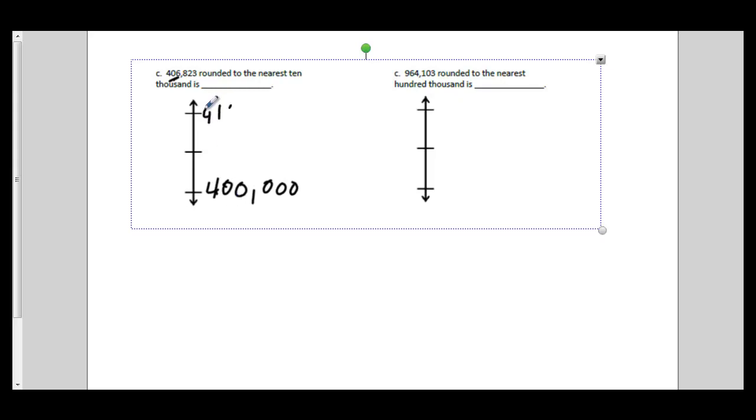It would be 410,000, because remember, we're counting by 10,000s. And the midway point here would be 405,000. Now, 406,823 is greater than 405,000, so it would go up here, probably about right here. So round to the nearest 10,000, this number would be 410,000. All right, last one on this page.